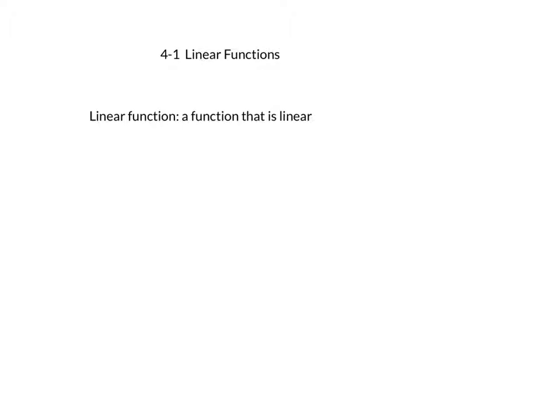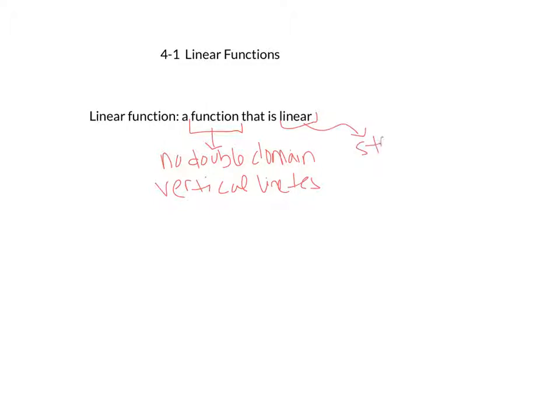In order for a linear function to be a linear function, like I said, it has to be a function that is linear. That's actually the definition. I know that seems crazy, but we already know what a function is. A function has no double domain, or it passes the vertical line test. And in order for something to be linear, it has the word right in it, a line. It has to be a straight line.